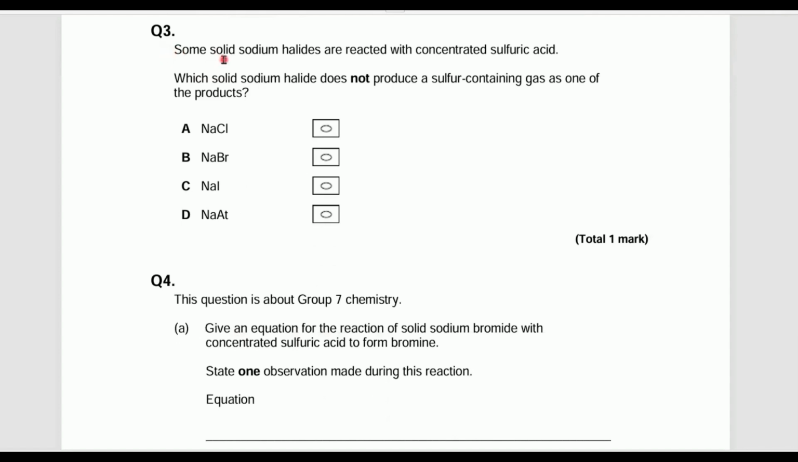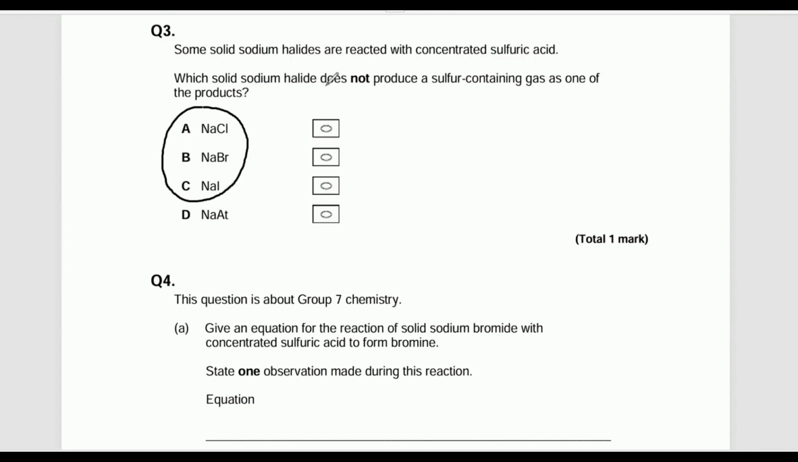Question 3, some solid sodium halides are reacted with concentrated sulfuric acid. Which solid sodium halide does not produce a sulfur containing gas as one of the products? Sodium chloride, sodium bromide, sodium iodide, and sodium acetate. What you have to know with these, you have to know these reactions all off by heart. Well, you have to know these three. You don't really have to know the bottom one. It's really to do with the reducing ability of the different halide ions. So chloride is not as good as bromide at reducing things, and bromide is not as good as iodide at reducing things. So you get the most products with the iodide.